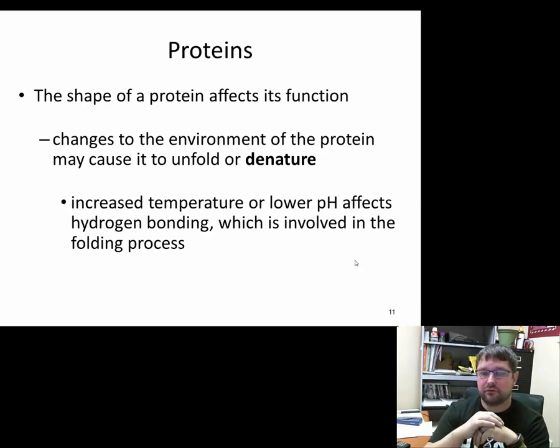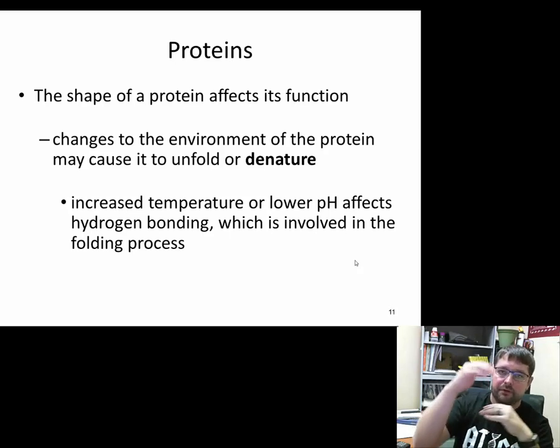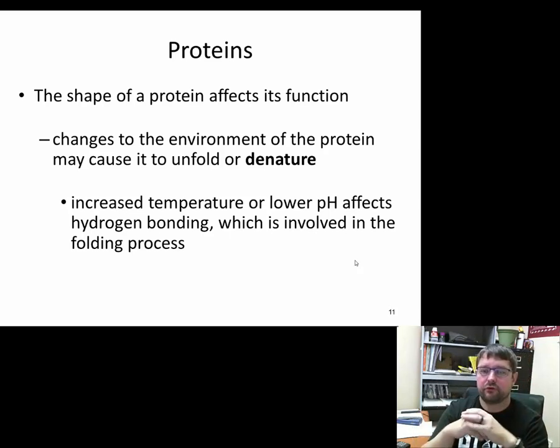pH can also do this. Certain proteins have optimal pHs. They also have optimal temperature ranges. And outside of that optimal pH or temperature range, you can start getting denaturation, or the protein becomes denatured. Hydrogen bonds are broken, and the protein is misfolded.